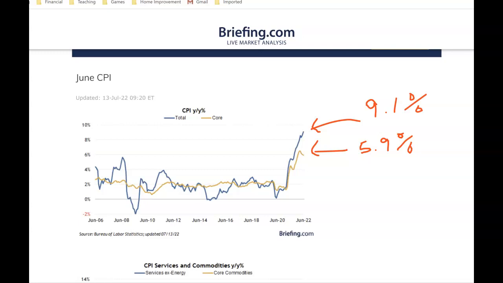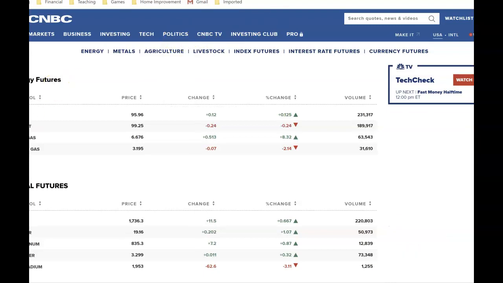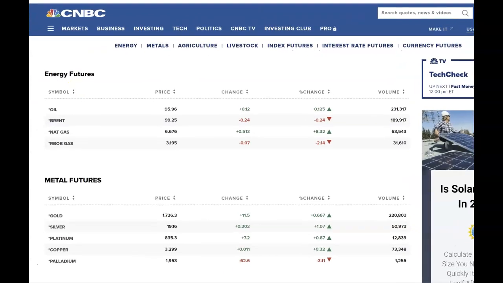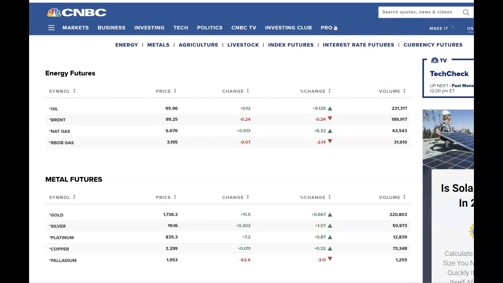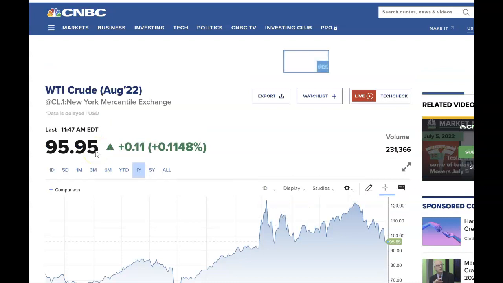So let me just go to a picture of, let me just move this over for you a little bit. This is some commodity prices. These are measuring inflation on the input side of the economy. And oil is definitely one of them. So let's click on oil. And as you can see, oil has come down somewhat.